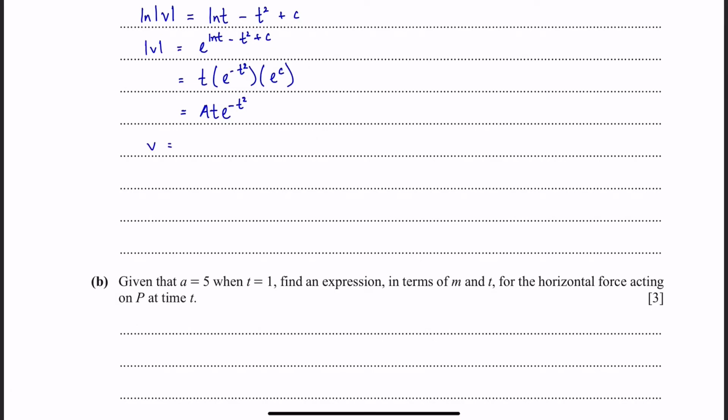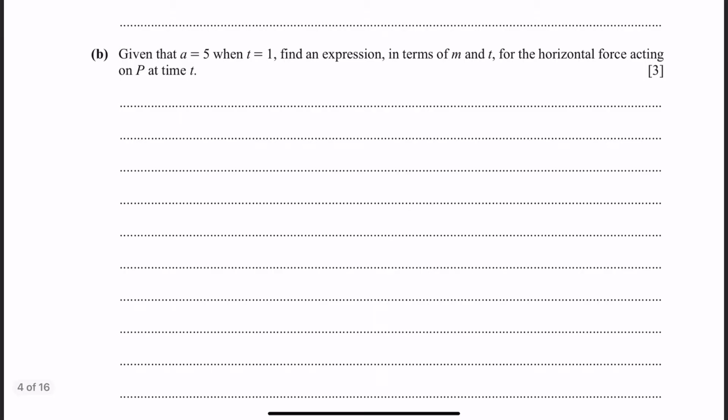And v can be equal to positive A times t times e to the power of negative t squared, or v can be equal to negative A times t times e to the power of negative t squared. So this would be the two answers. Okay.